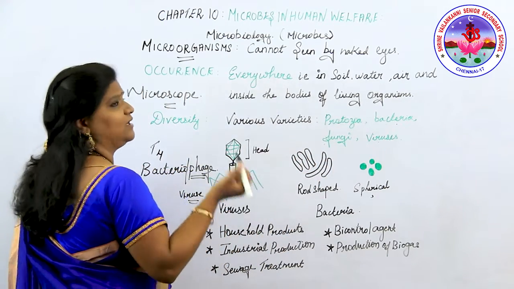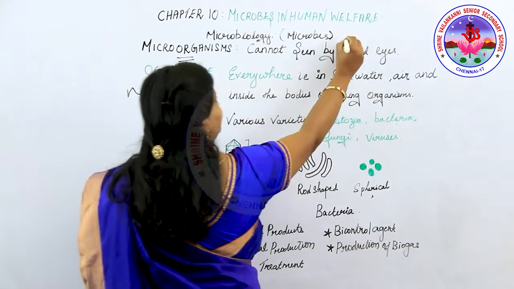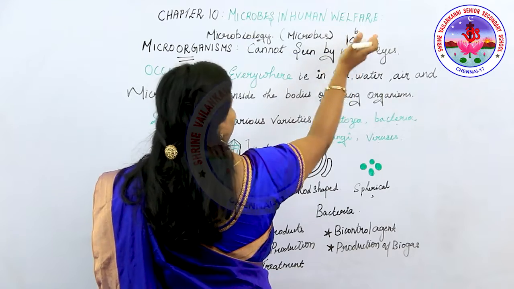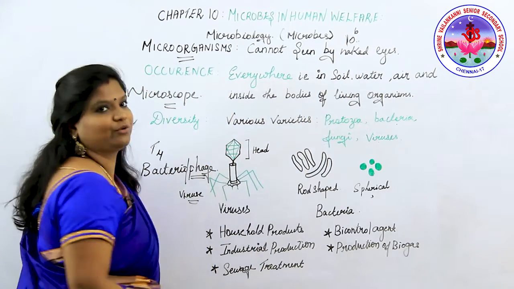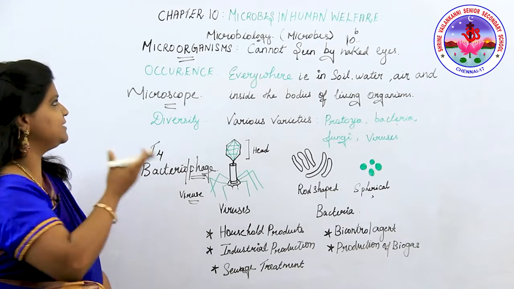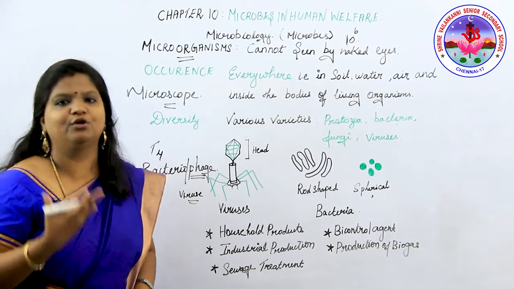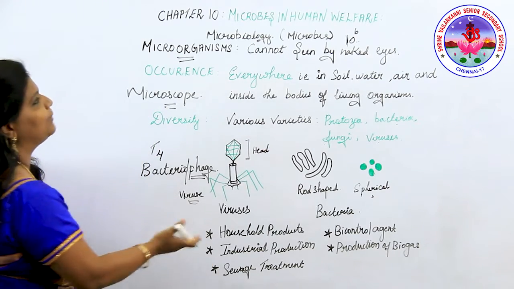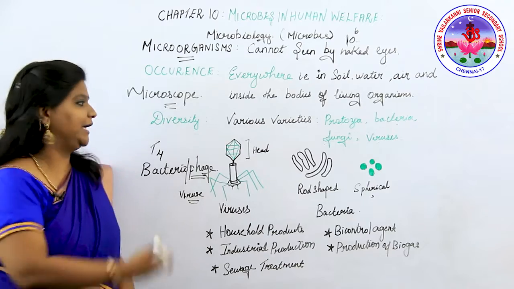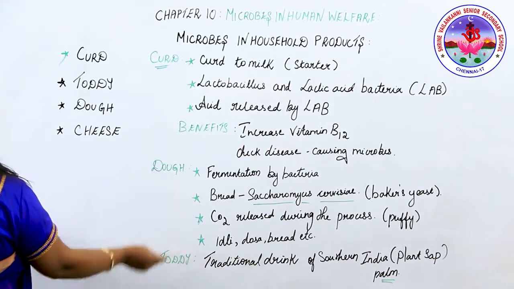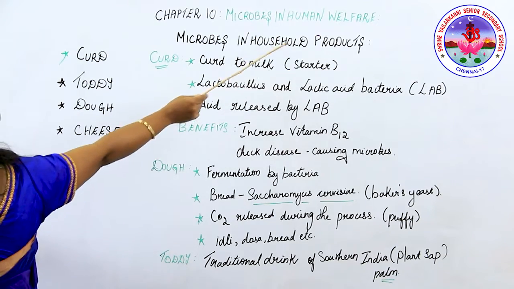When you say study in the metric system, there will be units like 10 to the power minus 6. When it is in units like that, you cannot see it with your naked eye. You will see it only under the microscope. So this is the introduction to microbes in human welfare. Kindly make a note. Next we are going to discuss microbes in household products.